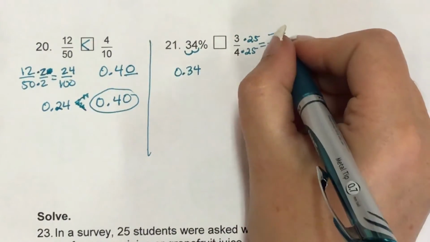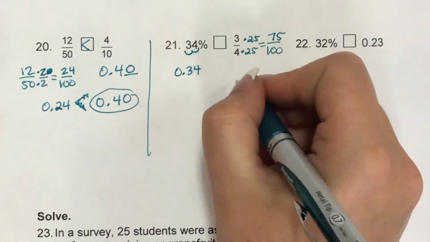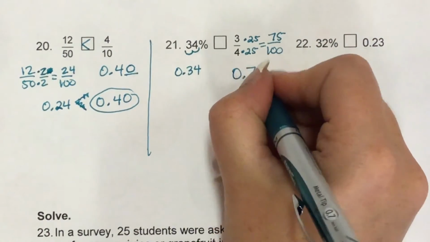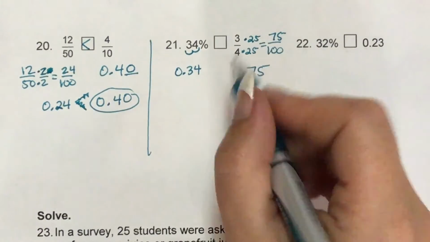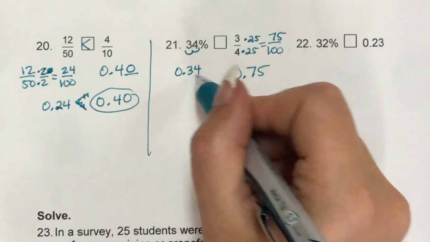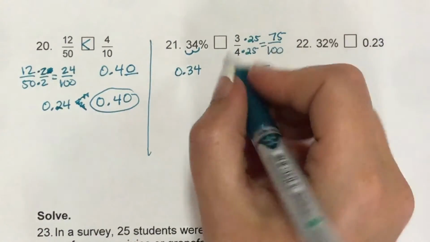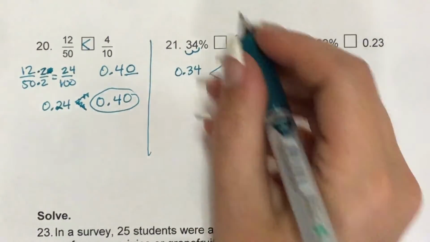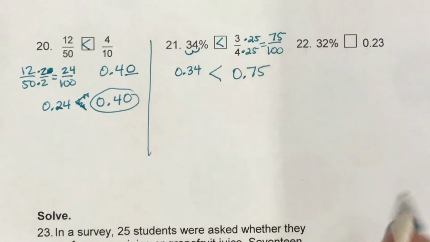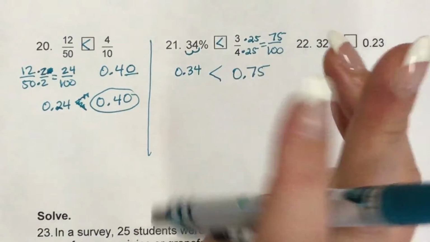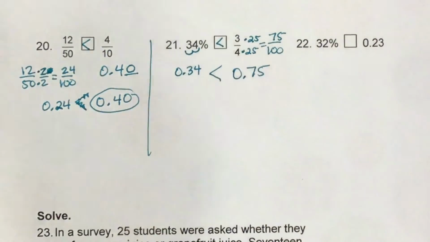So now I have 75/100ths. That's a tenths, this is a hundredths place, 75/100ths. So out of these two, 0.34 and 0.75, I know that this one is bigger. So that means that 34% is less than 3/4. So if you got that one right, great job. Let's move on to problem 22.